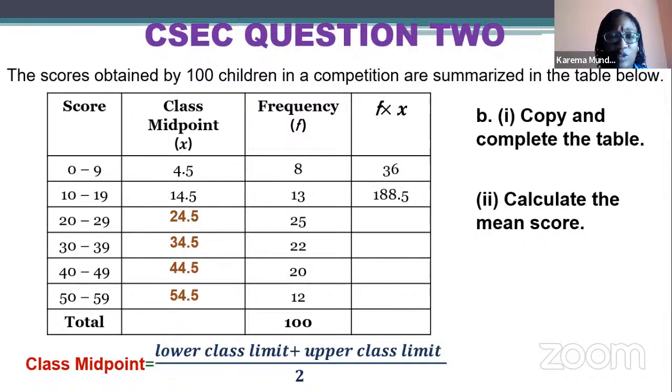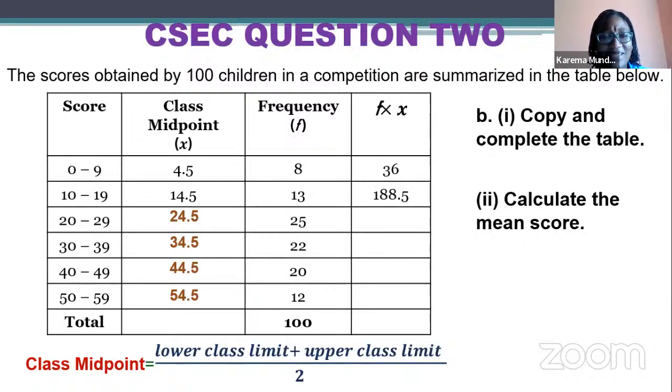Can anybody remind us what that 36 in the first row for the class interval 0 to 9 is? Does anybody remember how we got that value there? How did that 36 come about? It's 8 times 4.5.